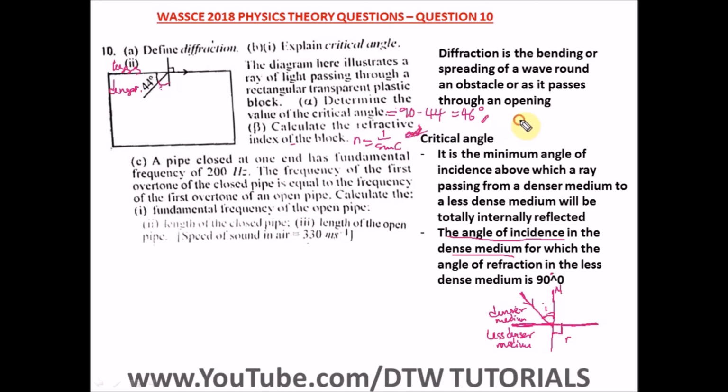Let me write it here: n equals 1 over sine c. So it's equal to what? 1 over sine 46 degrees. And what is sine 46 degrees? When you compute this on your calculator, 1 divided by sine 46 degrees, you're going to have what? 1.39. So this is our refractive index of the block. Okay, so this is the answer.